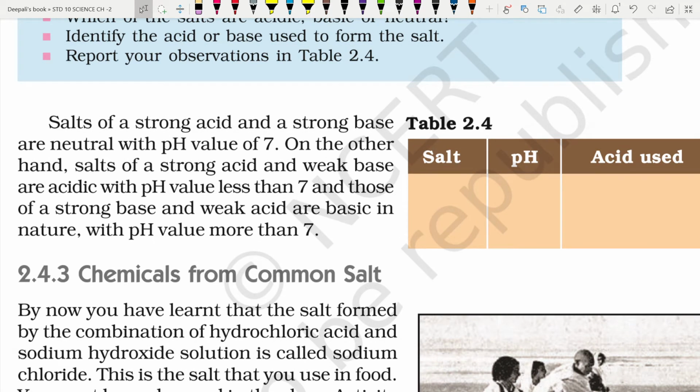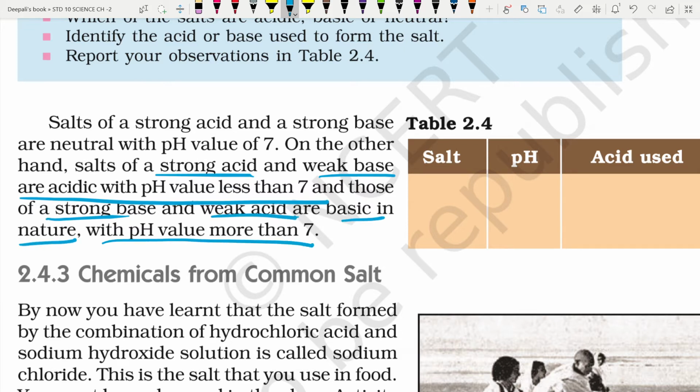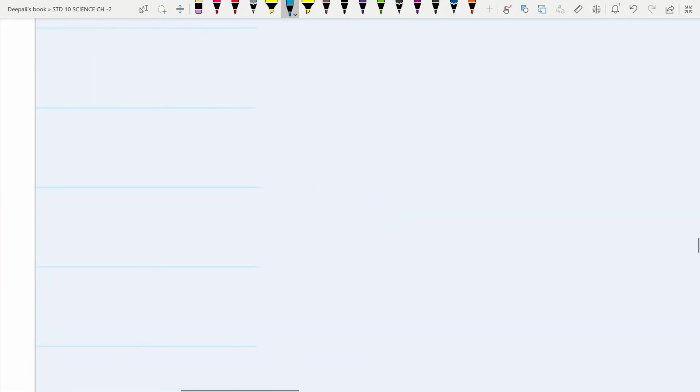Now, salts of strong acid and strong base are neutral with pH 7. On the other hand, salts of strong acid and weak base are acidic with pH less than 7, and salts of strong base and weak acid are basic in nature, with pH more than 7. So let us take examples of these various salts and check their pH.